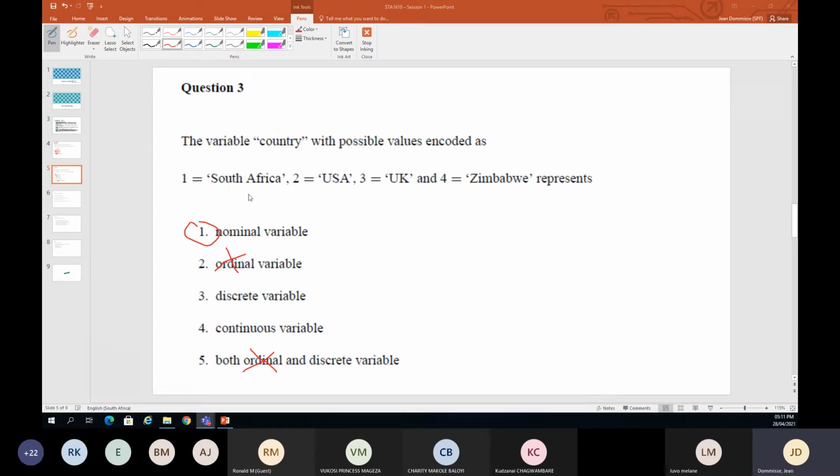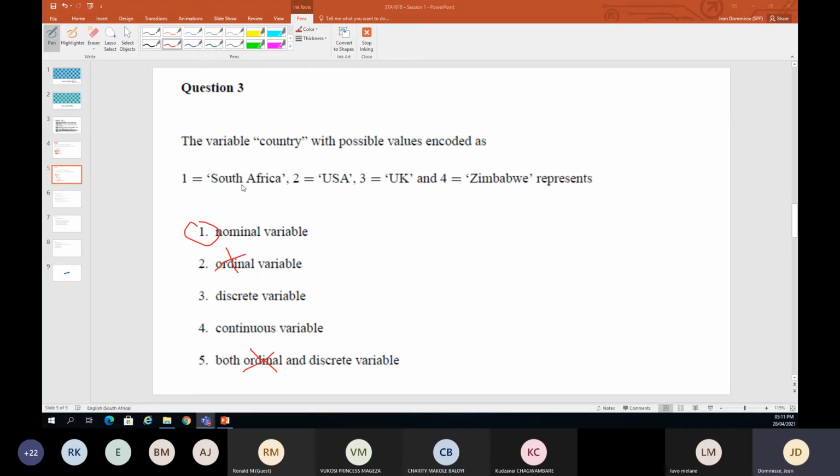Okay, so I would also have said it is nominal. It's definitely not discrete, and it's definitely not continuous. So I would also have said it's nominal. There's no meaning in these numbers.